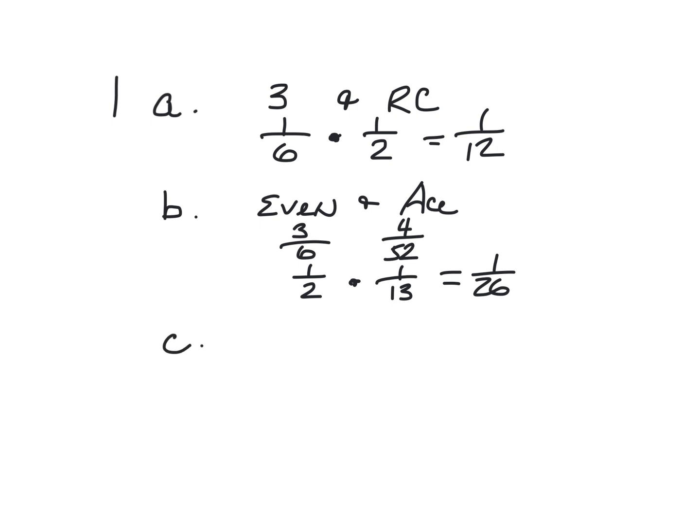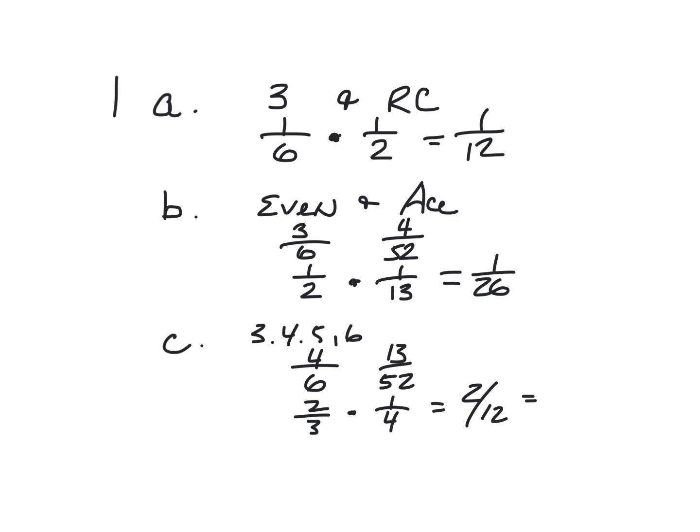And then rolling a number greater than 2. Greater than 2 would be a 3, a 4, a 5, or a 6. That's 4 of them out of 6. And then a heart. Heart, there are 13 hearts, 13 out of 52. If we reduce that, that's 2/3 and 1/4. Multiplied together would be 2/12 or 1/6.